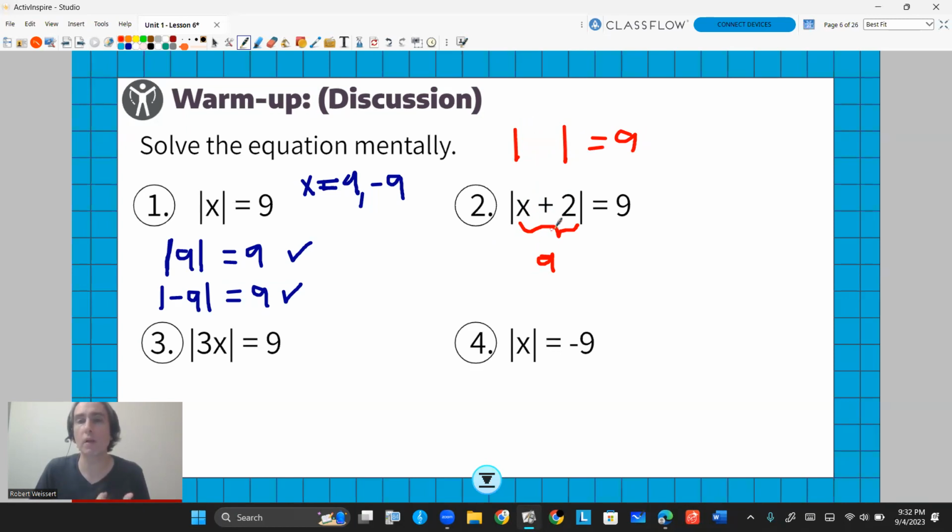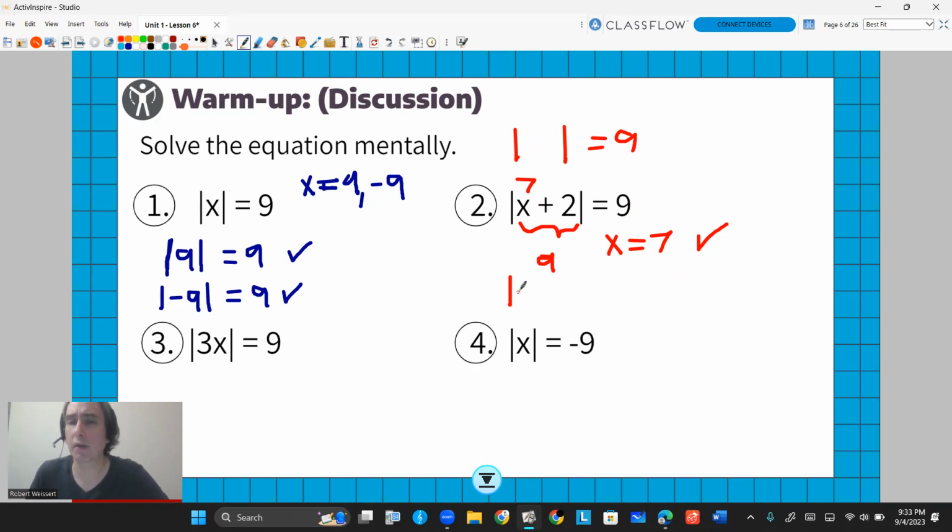Well, let's think about it. What plus 2 is going to give you 9? That's right. X should be 7. Because if I plug in 7 there, 7 plus 2 is 9. The absolute value of 9 is also 9. So 7 is going to be one of your answers. Can you think of another number that would work?